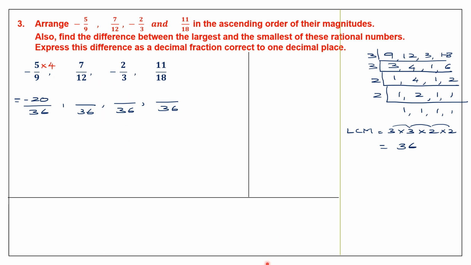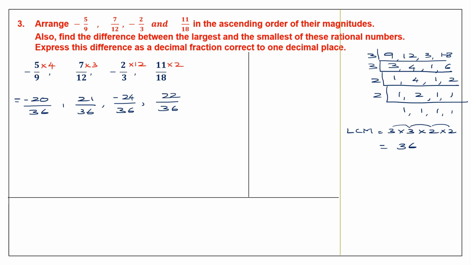12 threes are 36, so we multiply 7 by 3. 7 threes are 21. Going on to the next one, we have 3 here. 3 into 12 is 36, so we multiply 2 12s. 12 twos are 24. That's negative 24. Then the last one is 18. 18 times 2, so 11 twos are 22.